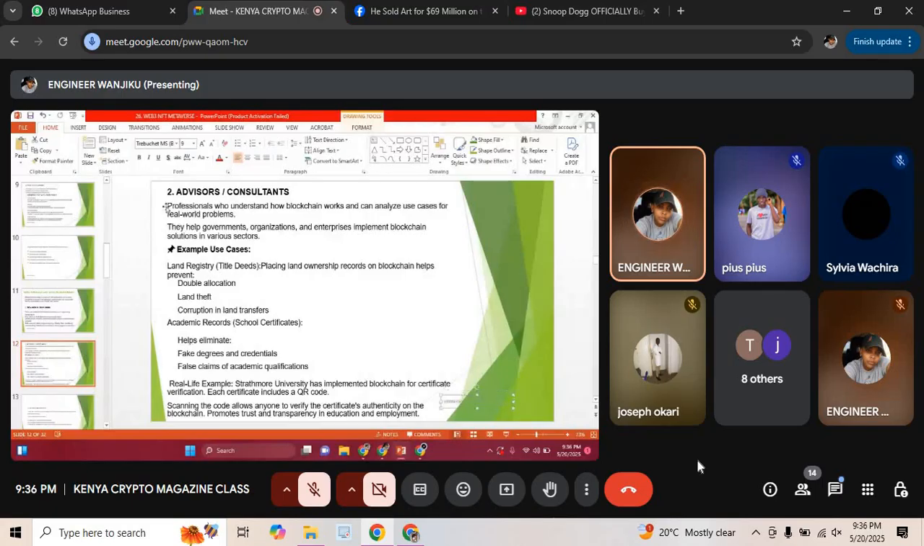So let's look at that. These are professionals who understand how the blockchain works and can analyze use cases for real world problems. You understand how the blockchain works, and you can actually look at a problem in the real world and come up with solutions that involve what? The blockchain. So they help governments and organizations. They help governments, number 1, organizations and enterprises to implement blockchain solutions in various sectors. For example, land registry or title deeds, they can advise them to use the blockchain.